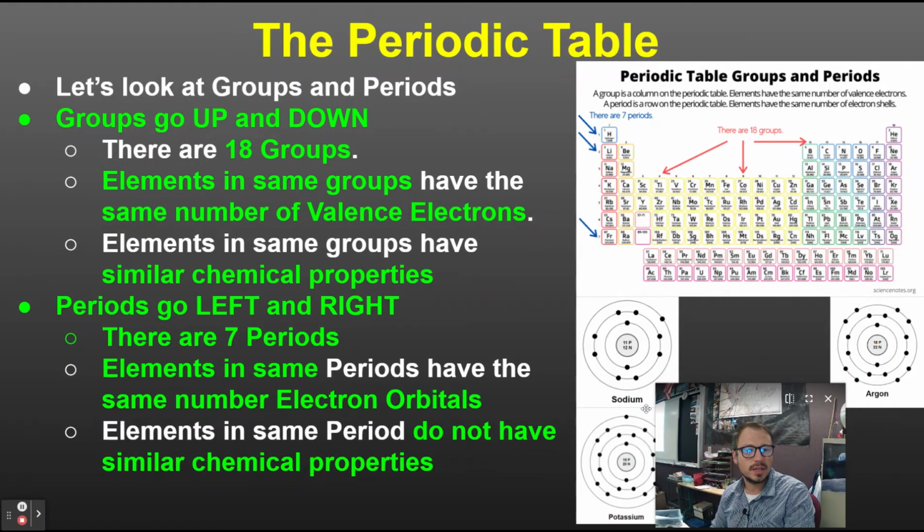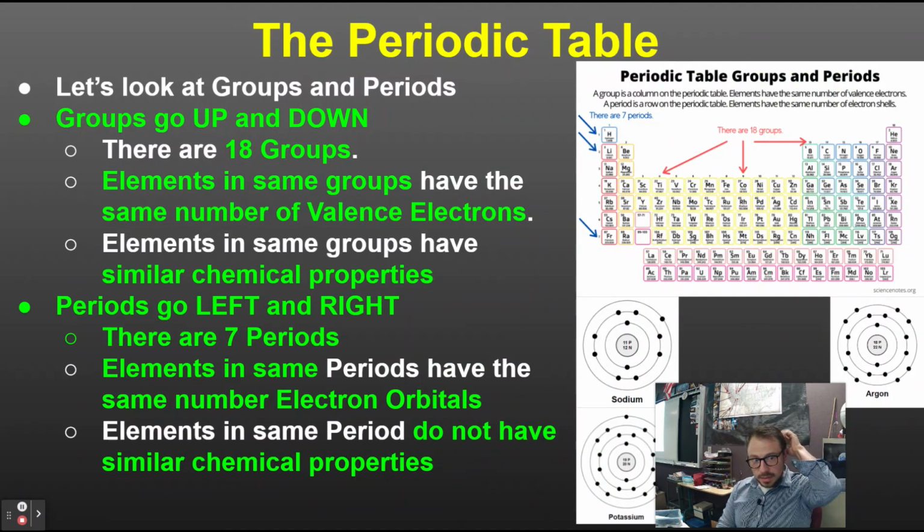So if we look at these two here, we have sodium and argon. Looking at sodium again, it's in group 1, but it's in period 3. And if I look all the way over here to argon, argon is in period 3 as well. So they have the same number of orbitals. You can see here I've got 1, 2, 3 orbitals for sodium and 1, 2, 3 orbitals for argon. But sodium, like we already established, has 1 valence electron, and argon has 8 valence electrons. So sodium is very reactive, but argon really isn't that reactive at all.